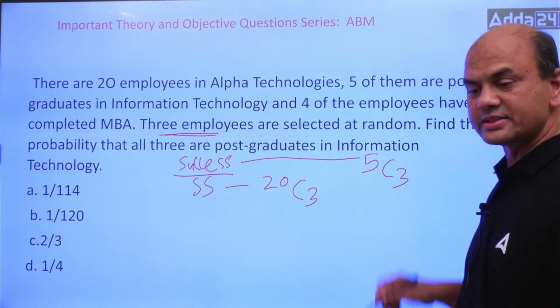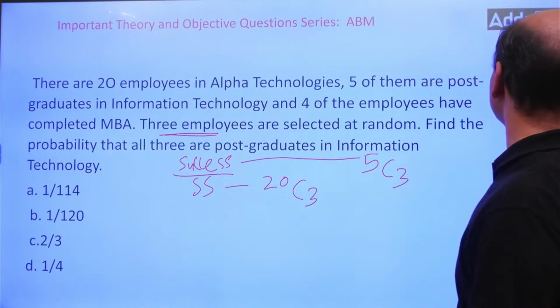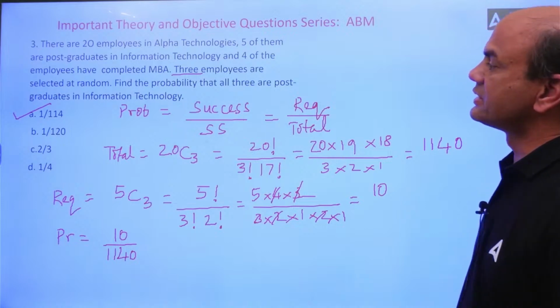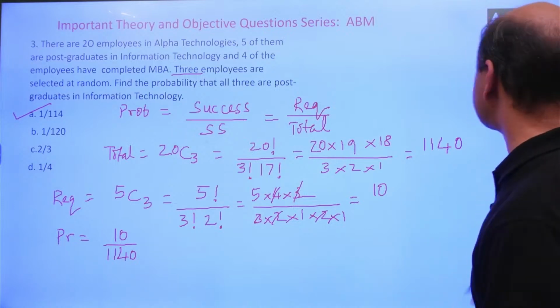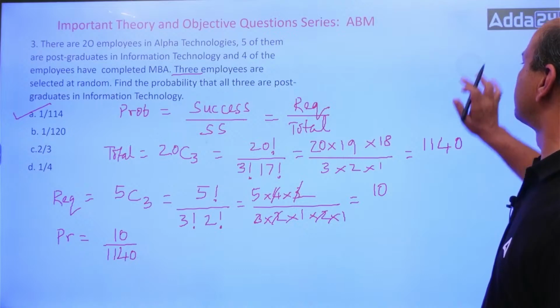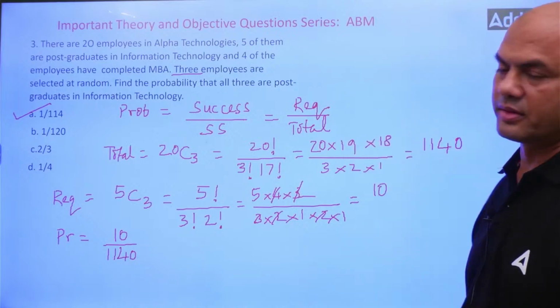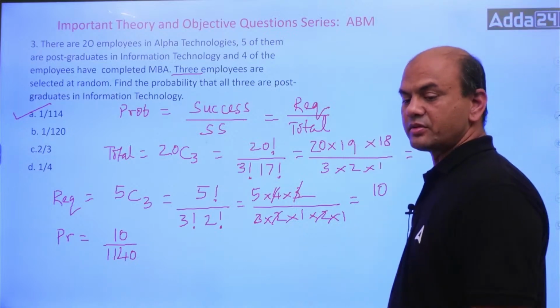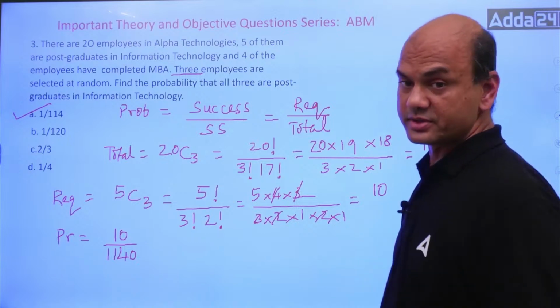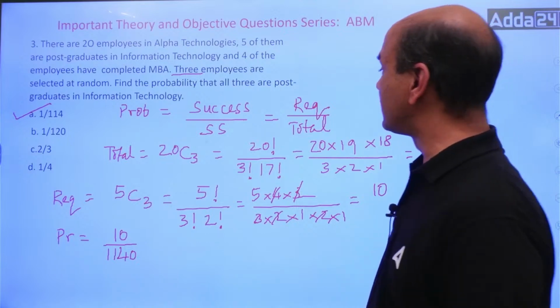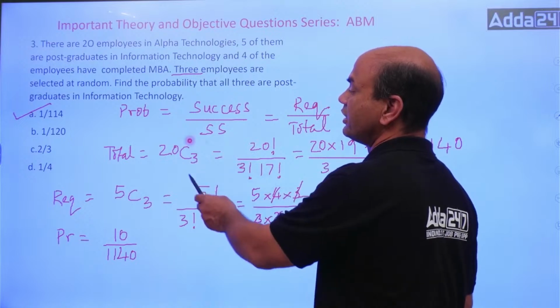So this is your success. So solve it. See this. Probability equals success upon sample space, or required upon total. What is my success now? Or let's solve the denominator first. So what is my total, or sample space, over here?